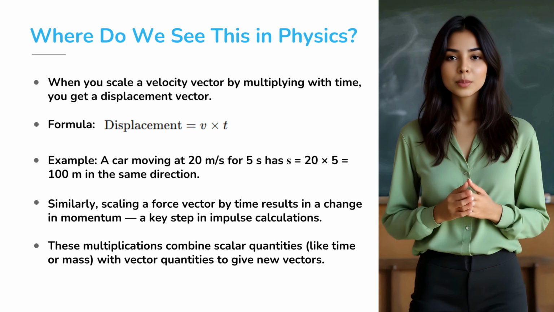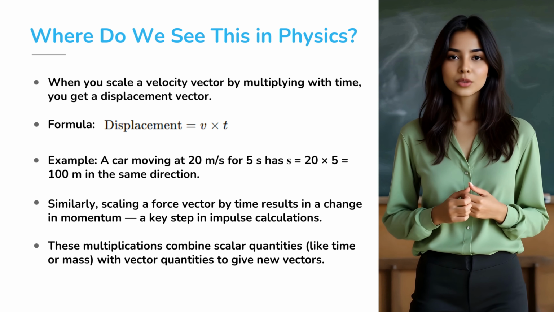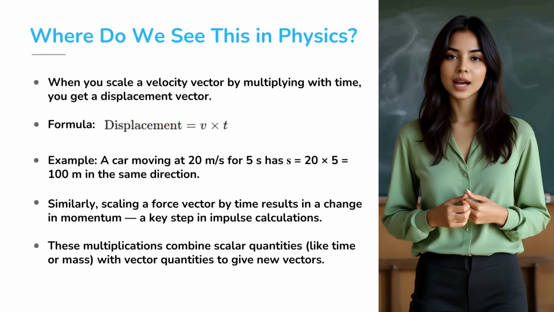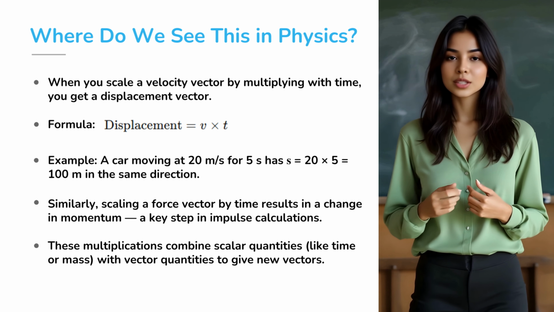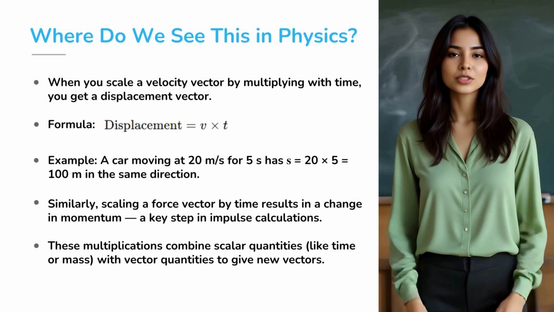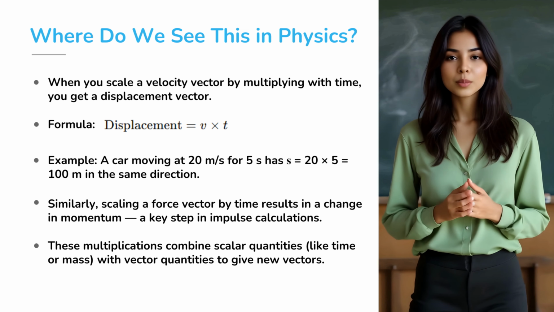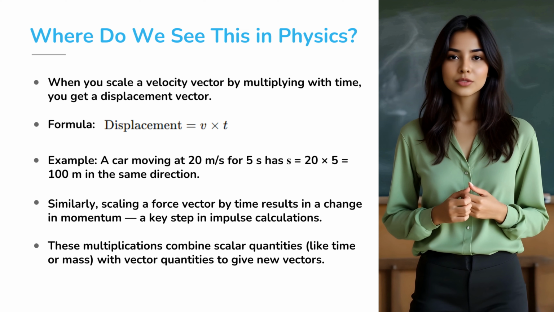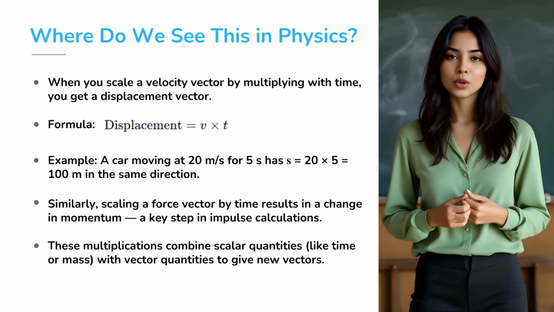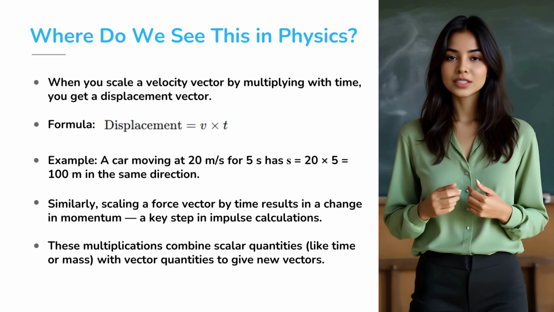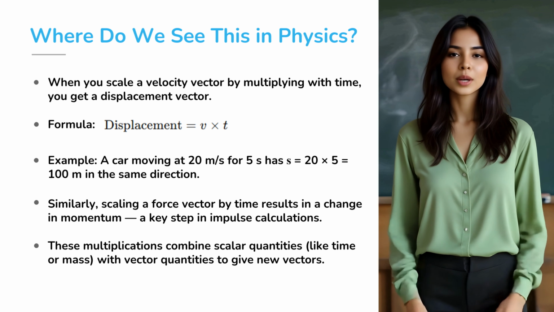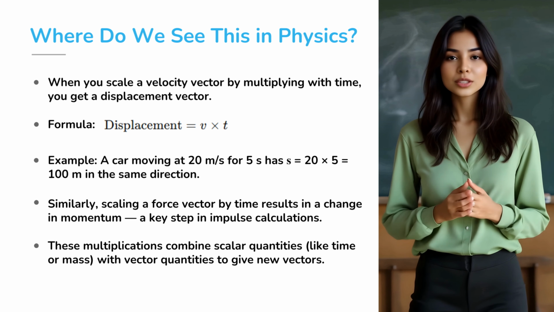Let's break it down. Suppose the car moves at 20 meters per second for 5 seconds. Multiply velocity, 20, by time, 5, and you get a displacement vector of 100 meters in the same direction as the velocity. This is a classic application of scalar multiplication. We combine a scalar physical quantity like time with a vector quantity like velocity to get another vector, displacement. You'll also see this in impulse and momentum equations, where multiplying force vectors by time gives a change in momentum. Scalar multiplication is everywhere in physics equations.